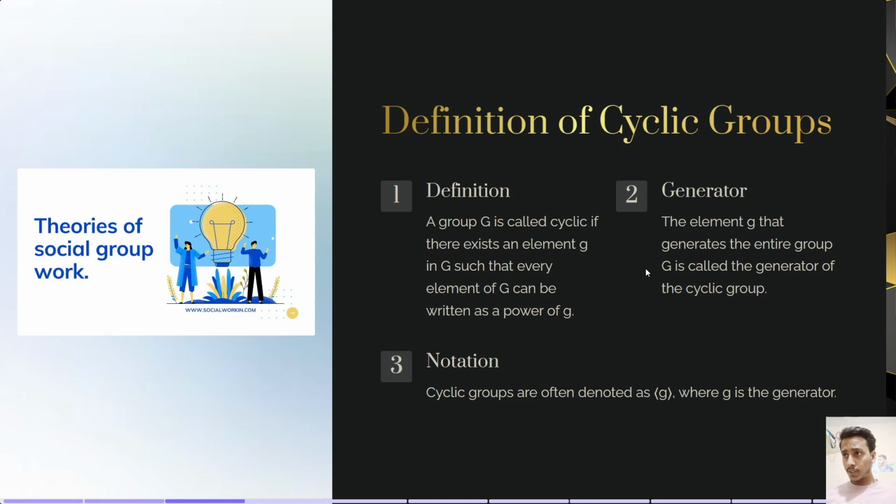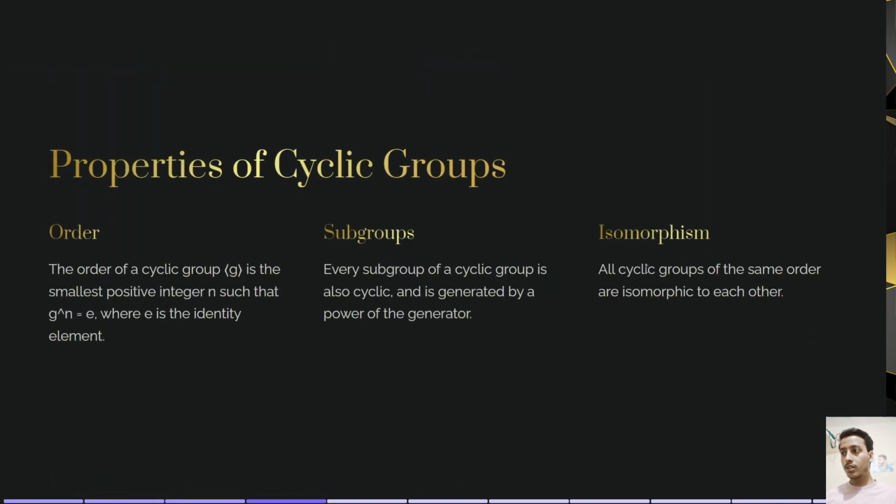So what are the properties of cyclic groups? First one is order. The order of a cyclic group G is the smallest positive integer n such that g^n equals e, where e is the identity element. Subgroups. Every subgroup of a cyclic group is also cyclic and is generated by a power of the generator. Isomorphism. All cyclic groups of the same order are isomorphic to each other.